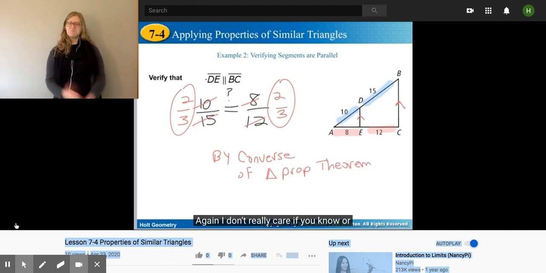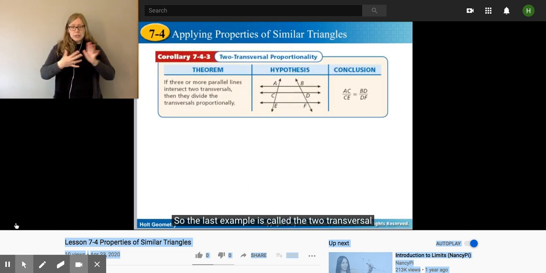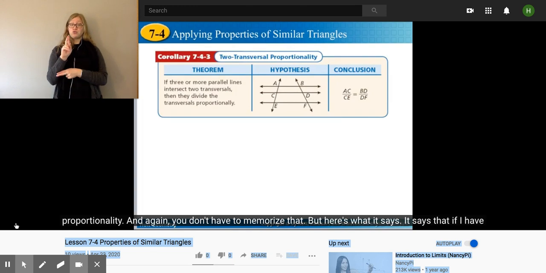Again, I don't really care if you remember the name. What I want you to understand is what it tells you. So the last example is called the two transversal proportionality. And again, you don't have to memorize that. But here's what it says.